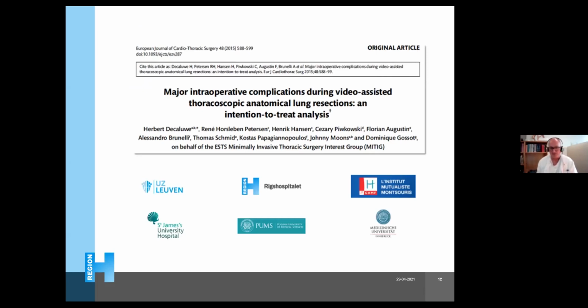And this was later on confirmed in other papers. Some of Bonelli's paper about developing the EuroLung papers from the European Society's database confirms this. Looking at complications, I would like to highlight this paper where several of you were also participating, looking at major intraoperative complications during VATS surgery. We need to learn from our failures.